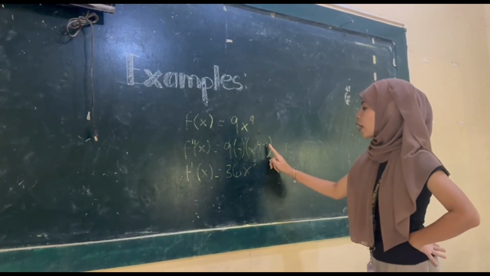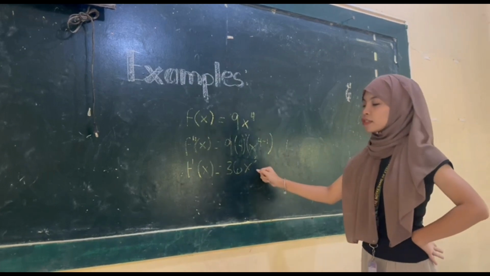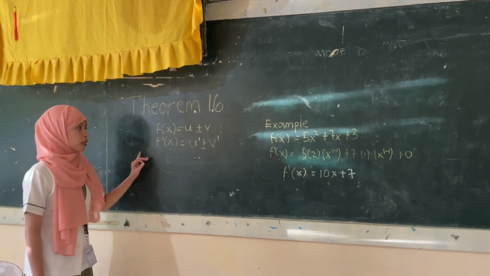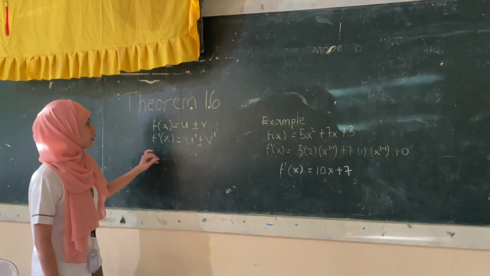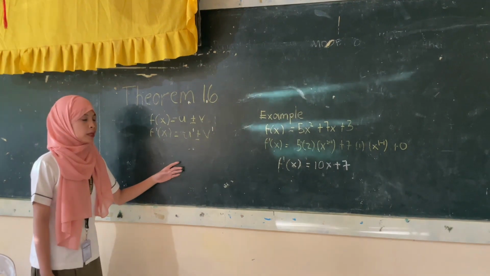Then 4 minus 1 equal 3. So the final answer is 36x cubed. Let's talk about theorem 16. F of x equal u plus minus v. Then f prime of x equal u prime plus minus v prime.